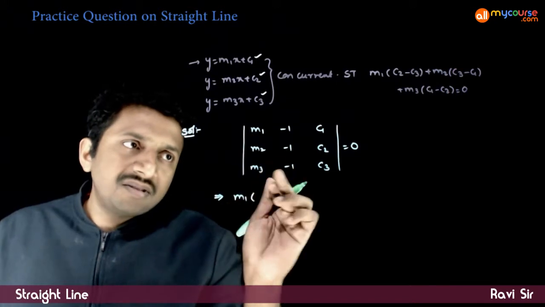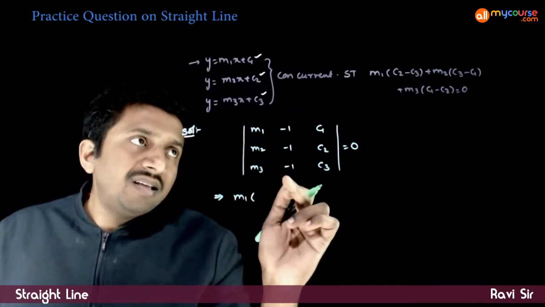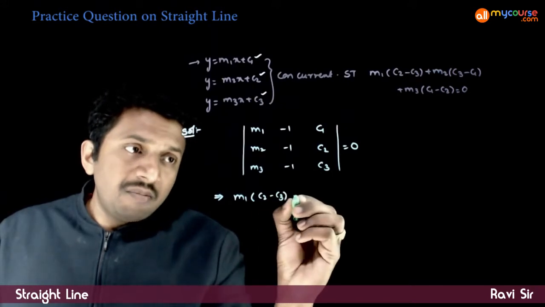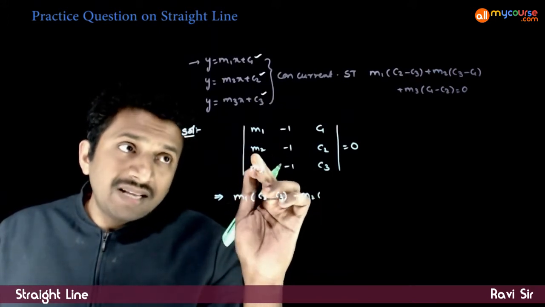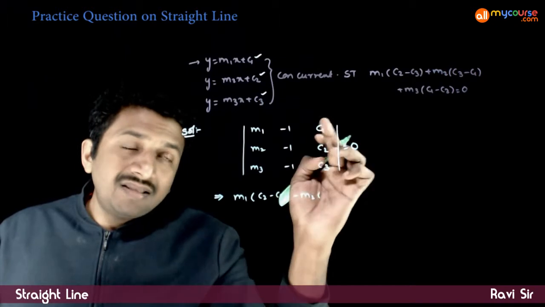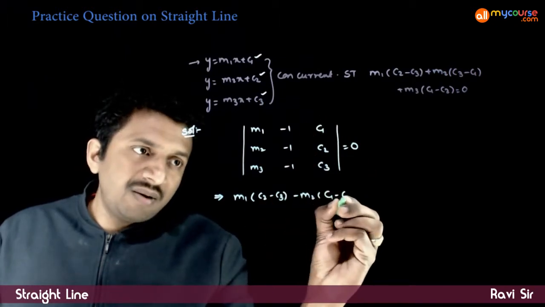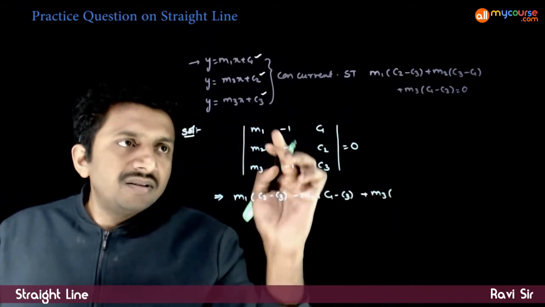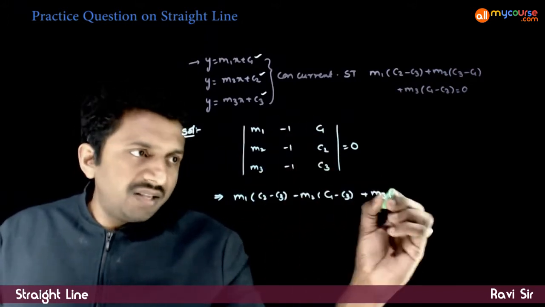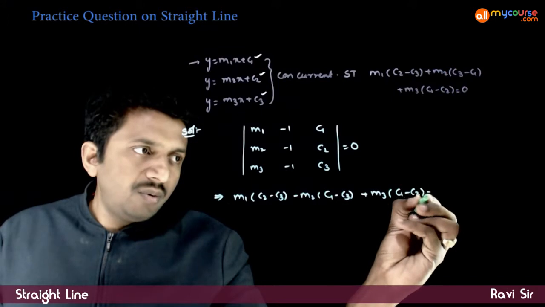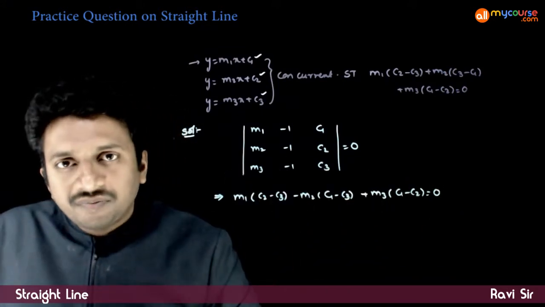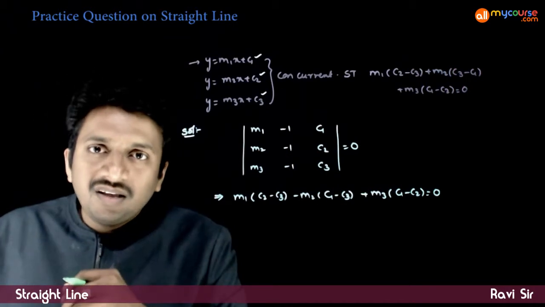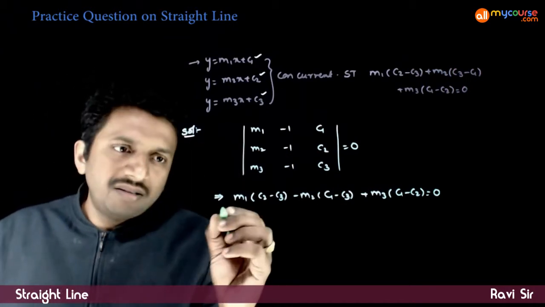m1 times (minus c3 plus c2), that is c2 minus c3, minus m2 times (minus c3 plus c1), that is c1 minus c3, plus m3 times (minus c2 plus c1), that is c1 minus c2, has to be equal to 0. So this is the condition which ensures that these three lines are concurrent.